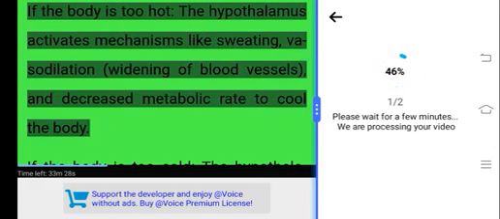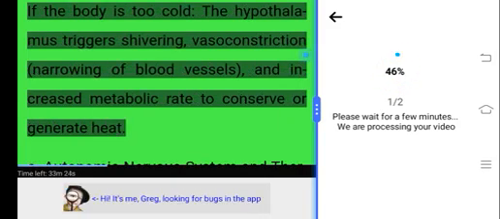If the body is too hot, the hypothalamus activates mechanisms like sweating, vasodilation, widening of blood vessels, and decreased metabolic rate to cool the body. If the body is too cold, the hypothalamus triggers shivering, vasoconstriction, narrowing of blood vessels, and increased metabolic rate to conserve or generate heat.